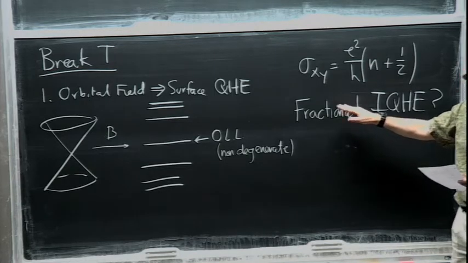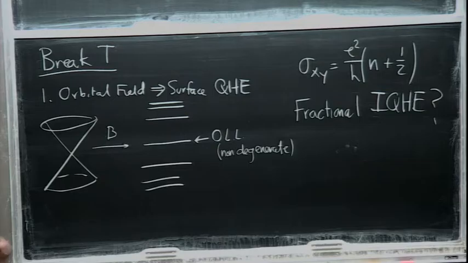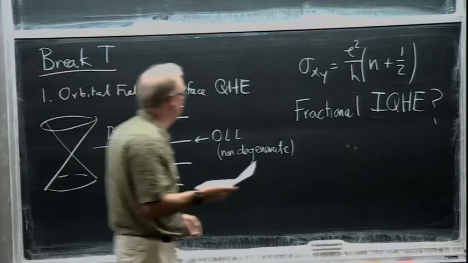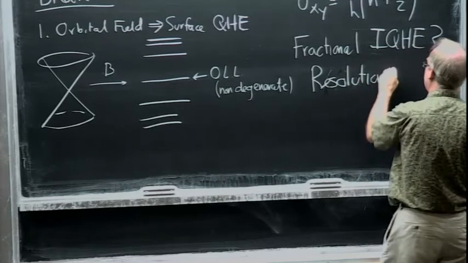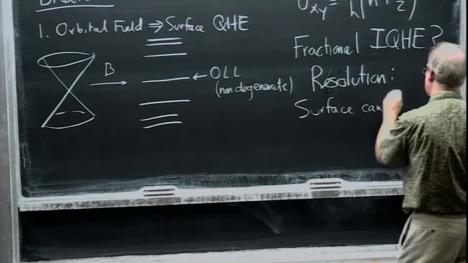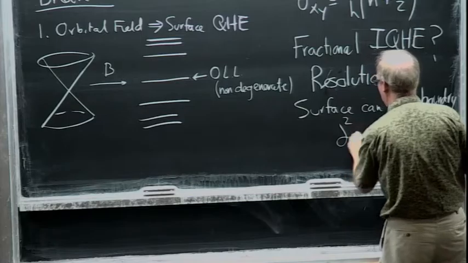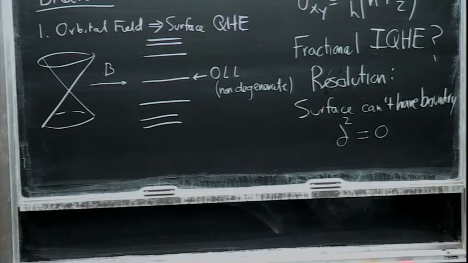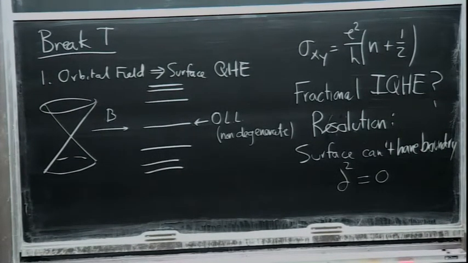So how do we get out of this? What's the resolution? The resolution is a basic fact of geometry, which, remember, we're talking about the surface of a topological insulator. And so the resolution is that the surface can't have a boundary. So boundary squared equals zero. So what you would do is you could have a slab, right?